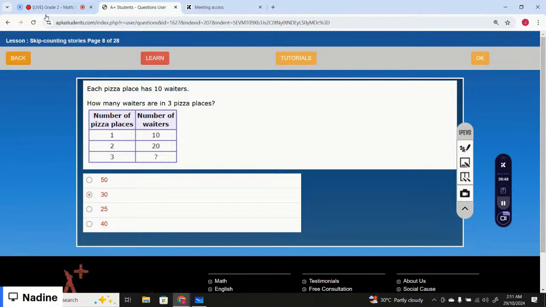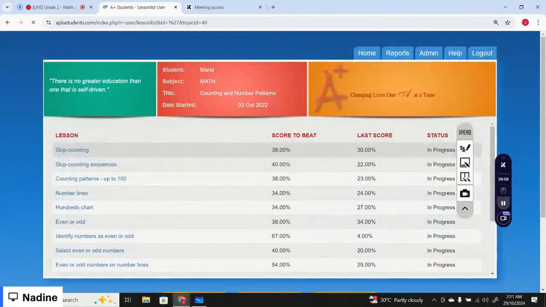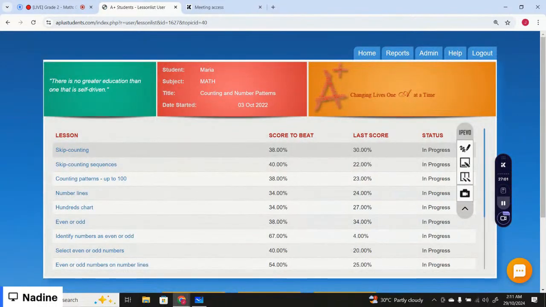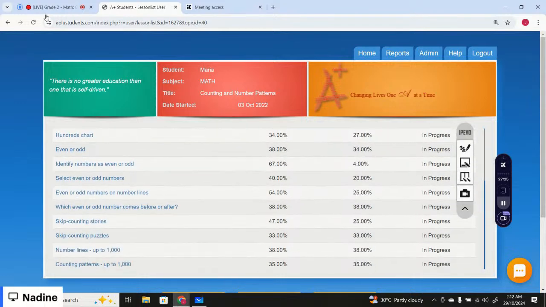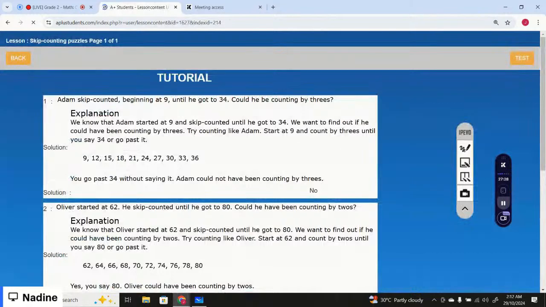Very good. Okay, you can complete the lesson by yourself later today. Let's just move on to the next lesson. The next lesson is skip counting puzzles. Let's just start with the lesson.